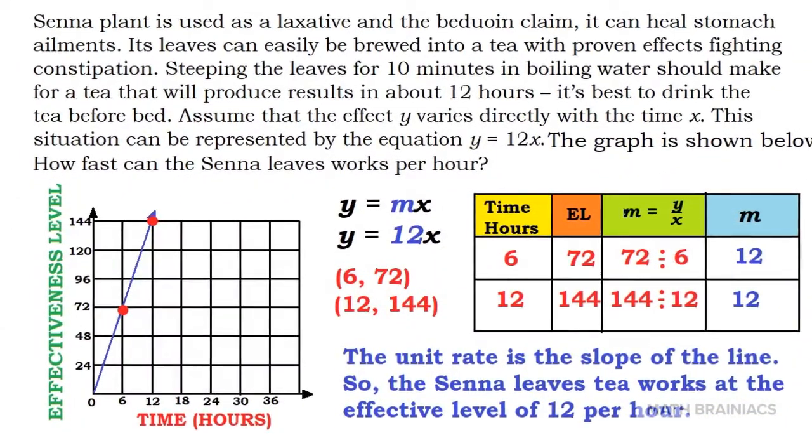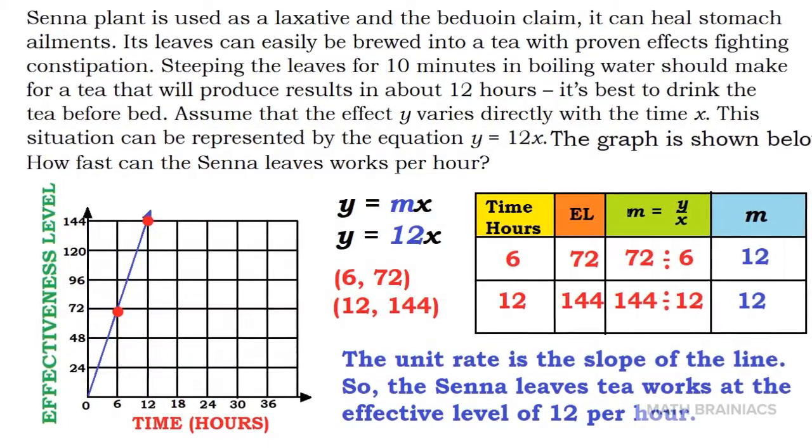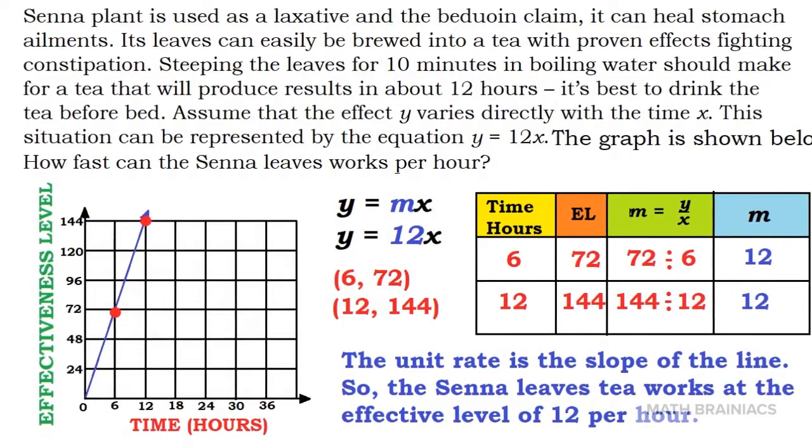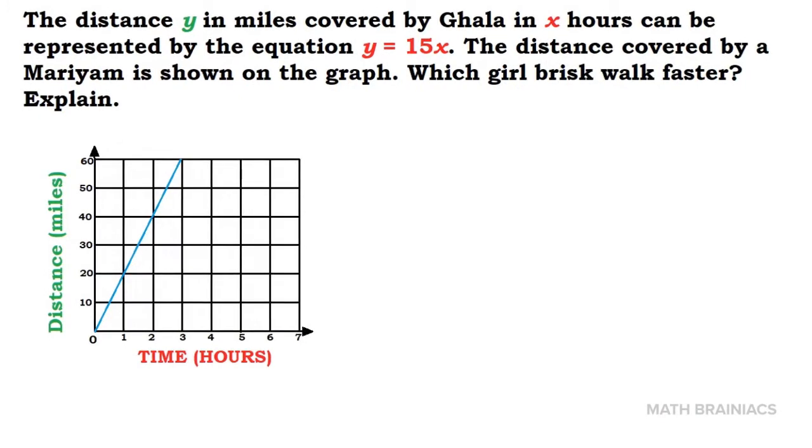Subsequently, the unit rate is the slope of the line. Therefore, the senna leaves t works at the effective level of 12 per hour. Let us work on another example so that you can hit it off.